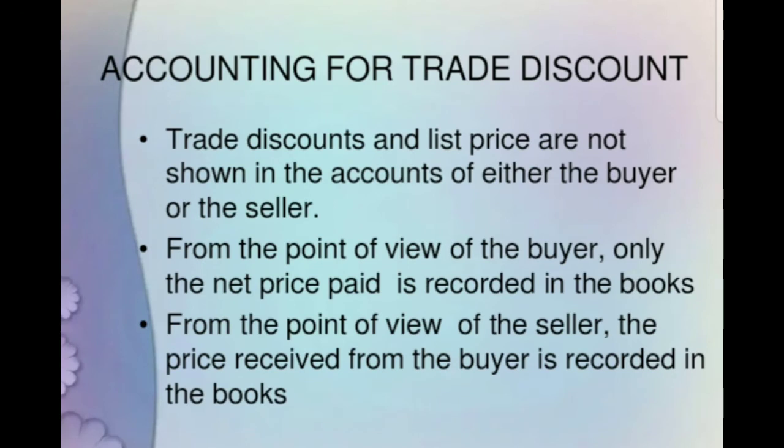Accounting for trade discount. Trade discount and list price are not shown in the books of either the buyer or the seller. From the point of view of the buyer, only the net price paid is recorded in the books. From the point of view of the seller, the price received from the buyer is recorded in the books.